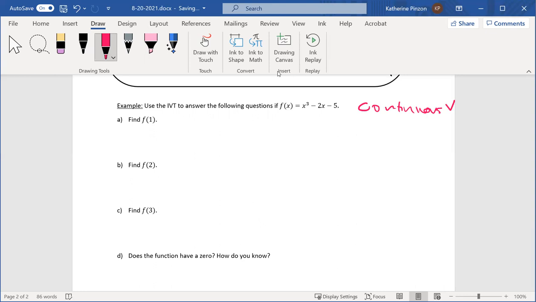It says find f of 1. How do you find f of 1? Plug 1 in for x, perfect. 1 cubed minus 2 times 1 minus 5. 1 minus 2 minus 5 is -6. Okay, so f of 1 is -6.